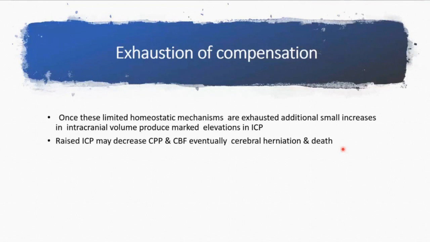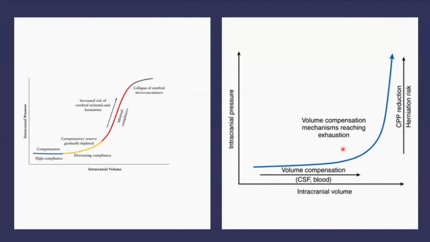Once we exceed this level of compensation, then we start to have an increase in the intracranial pressure, and this will bring us to this curve. Okay, intracranial volume, intracranial pressure. Initially, there is a mass growing inside the skull, and there is a good compensation happening here, and the intracranial pressure is maintained.